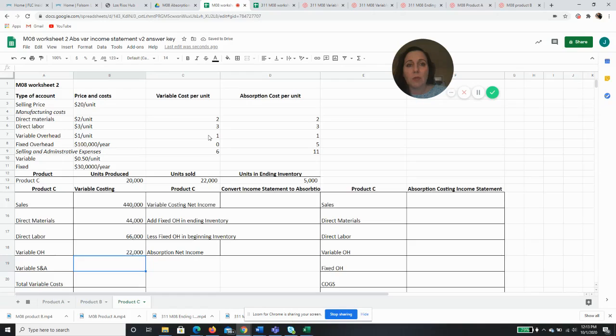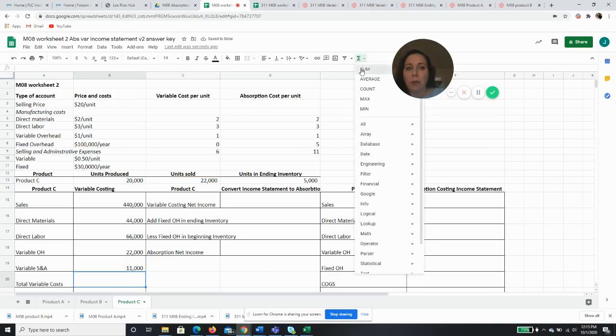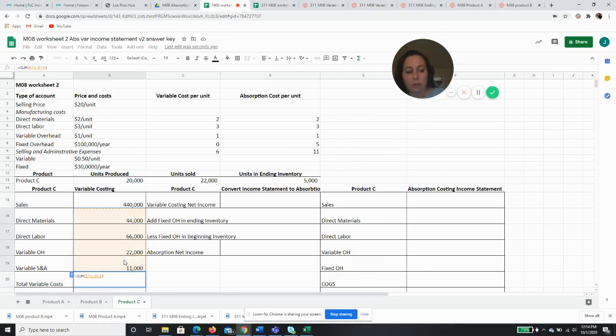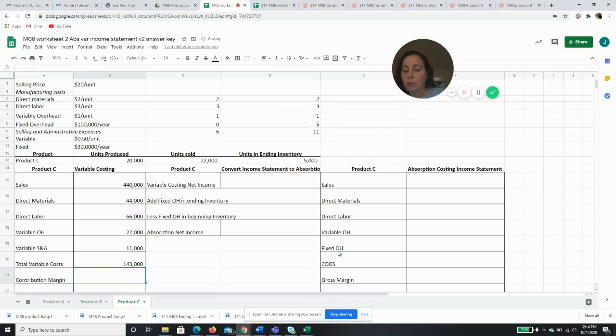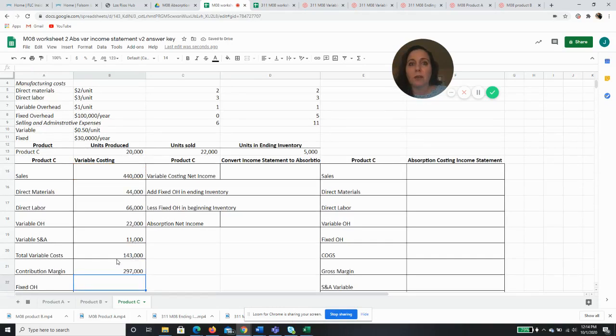Our variable S&A, which we are including with the variable cost, even though it is a period cost, not a product cost, is going to be the 22,000 units sold times 50 cents per unit, 0.5. I got that right here. All right, so our total variable cost, remember when we add them up, we make sure we do not include sales, because sales is not a cost, is going to be 143,000. So our contribution margin will be our sales of 440,000 minus our variable cost of 143,000 for a total contribution margin of 297,000.